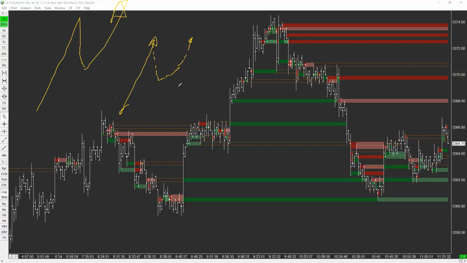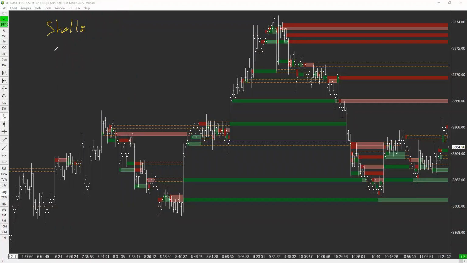Two words I want you to remember: shallow and deep. Use these words in questions you're going to ask. How shallow or how deep was the retracement? It's pretty deep if the entire move gets retraced. That's a deep pullback. And now it's no longer a pullback. It's probably a new move.